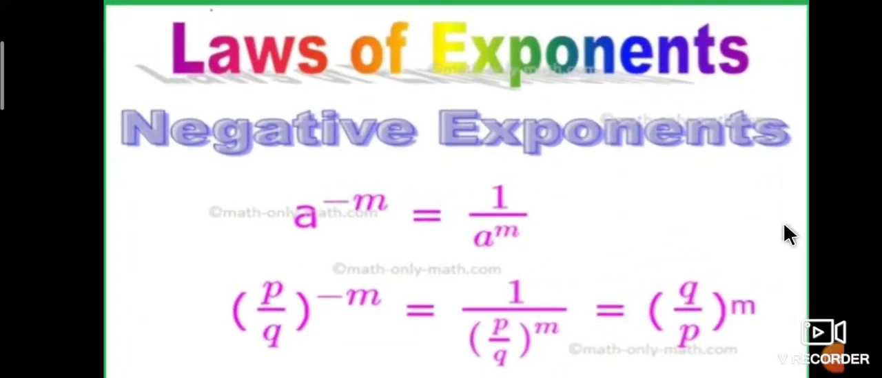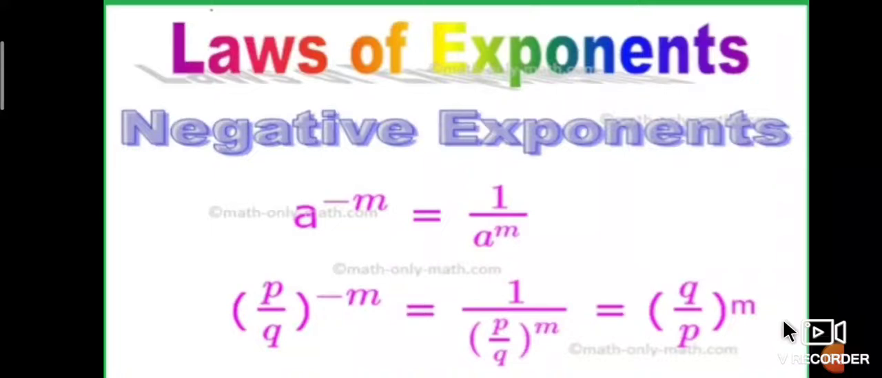Next one is the fifth law of exponents, negative exponents. When negative exponents are given, a to the power of minus m is equal to 1 divided by a to the power of m. That is equal to (p by q) whole to the power of minus m is equal to 1 divided by (p by q) whole to the power of m, that is equal to (q by p) whole to the power of m.